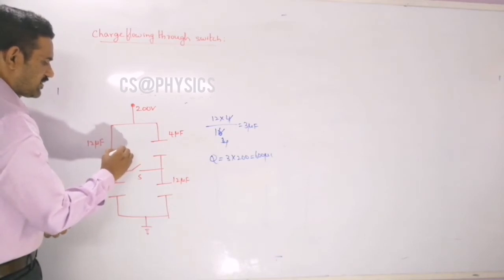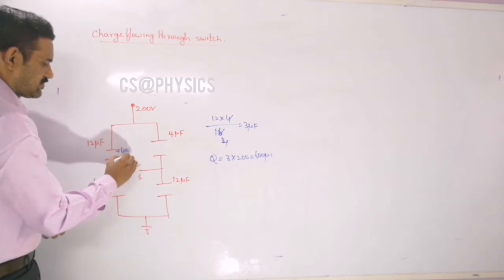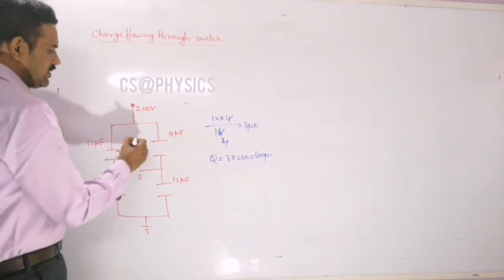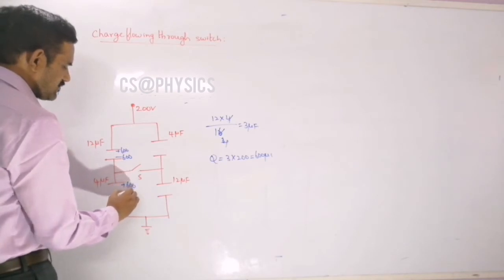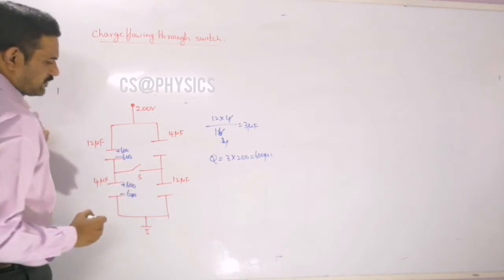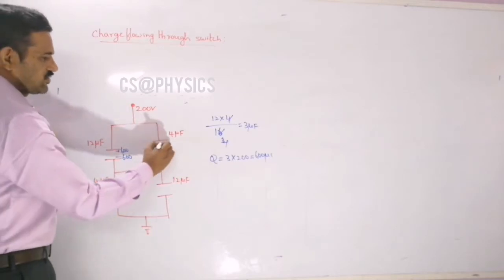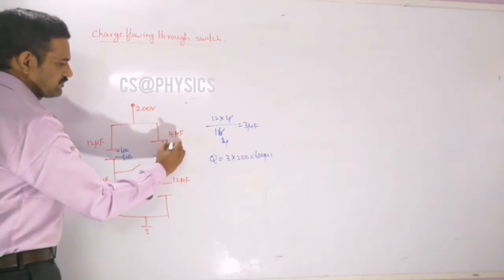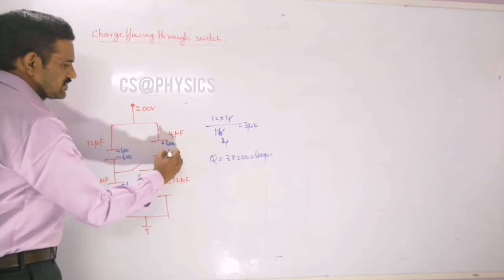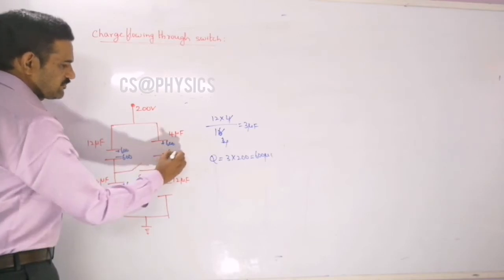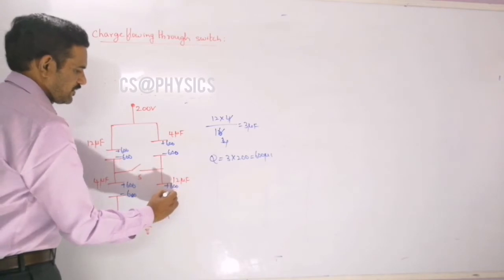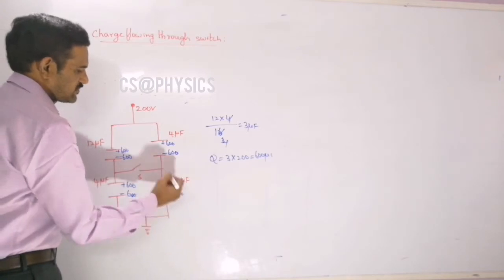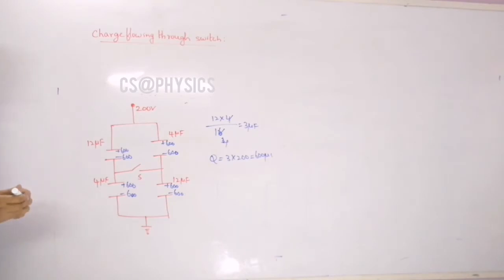So this plate is plus 600 and this is minus 600, and this is plus 600 and this is minus 600. And now similarly this side also, this is plus 600 microcoulombs and this is minus 600 microcoulombs, and this is plus 600 microcoulombs and this is minus 600 microcoulombs, right? That is the charge distribution on each capacitor.